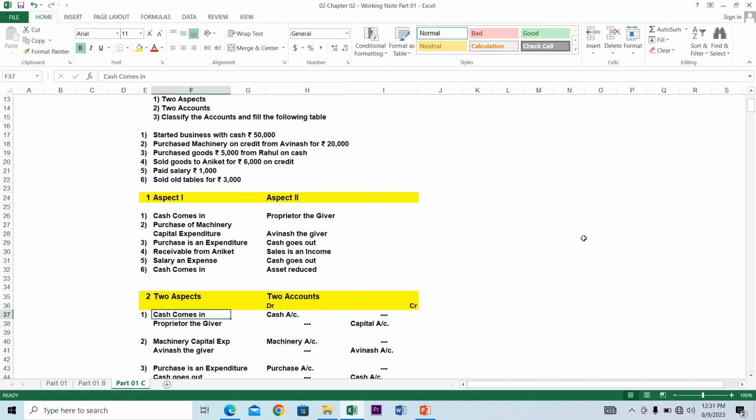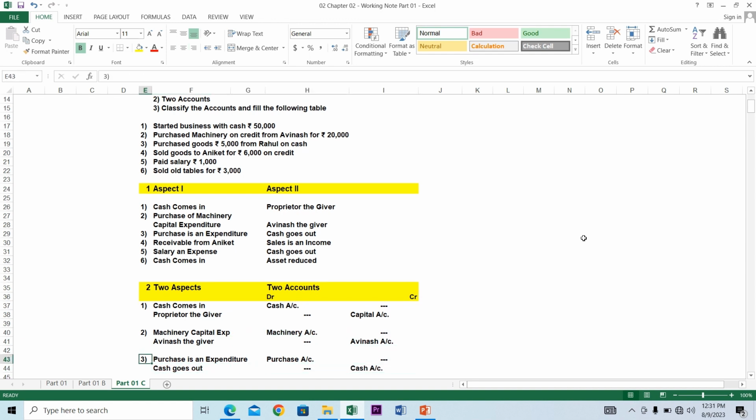Now two aspects and two accounts. Cash comes in and proprietor is the giver. Cash account and capital account. Then machinery. Machinery is a capital expenditure, and Avinash is the giver. Machinery account and Avinash account. Two accounts involved. And then purchase is an expenditure and cash goes out. Purchase account and cash account.